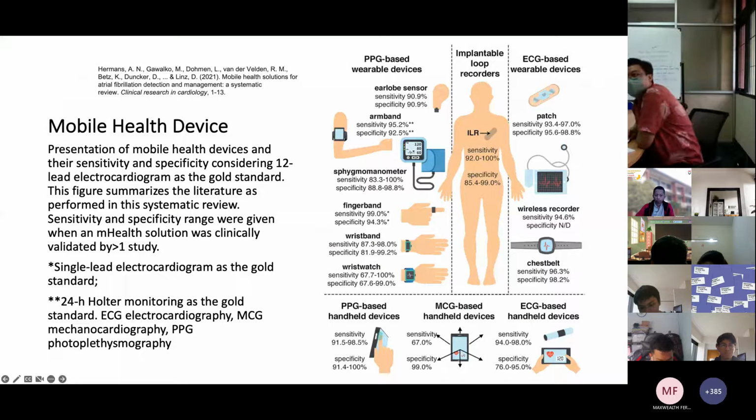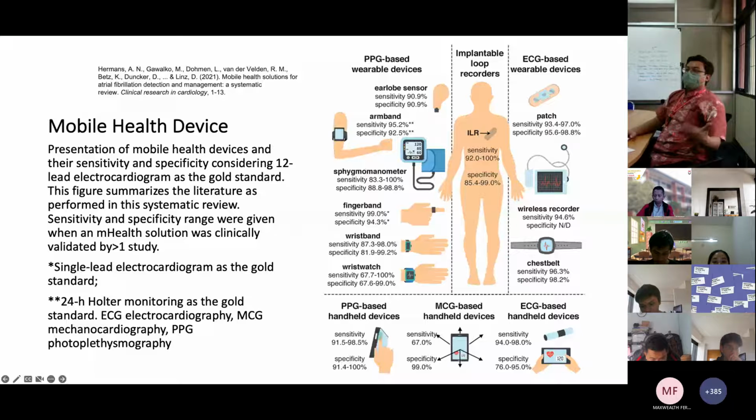We know that there are several mobile health devices that already exist. For instance, we have wearable sensors, we have the armband, something like this. The armband can also detect your heart and your pressure, and we have the sphygmomanometer, a finger band, a wrist band, and so on. And we have the patch, and we have the wireless recorder for your heartbeats, and also a chest belt, etc.